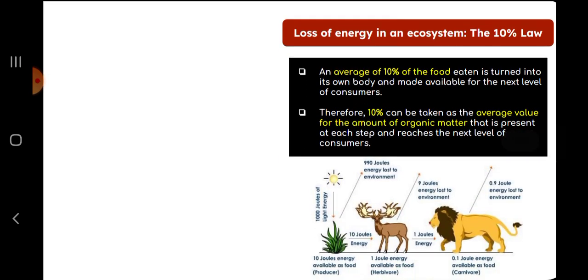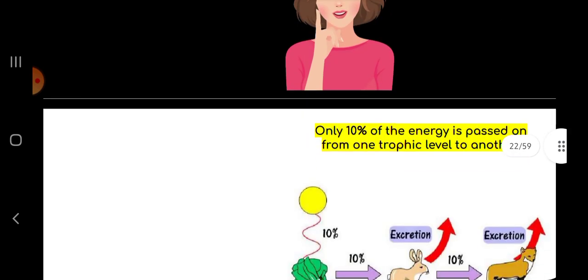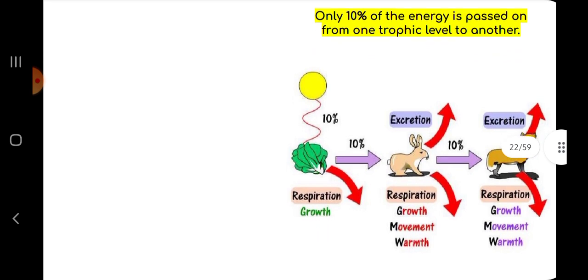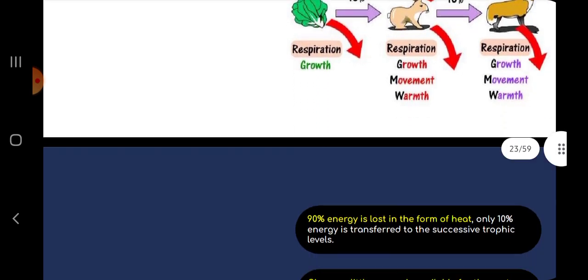Then loss of energy in an ecosystem, the 10% law. On average, 10% of the food eaten is turned into its own body and made available for the next level of consumer. Therefore, 10% can be taken as the average value for the amount of organic matter that is present at each step and reaches the next level of consumers. Have you noticed only 10% of the energy passes on in the food chain? Now where does the 90% of the energy go? Only 10% of the energy is passed from one trophic level to another.